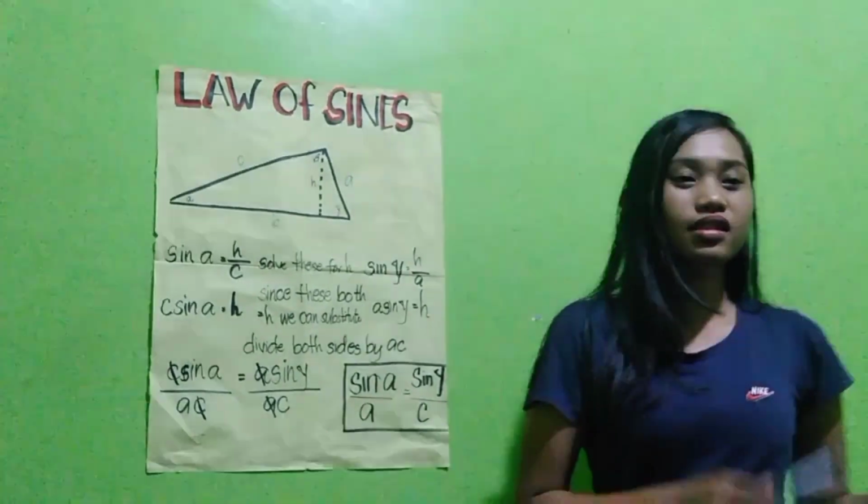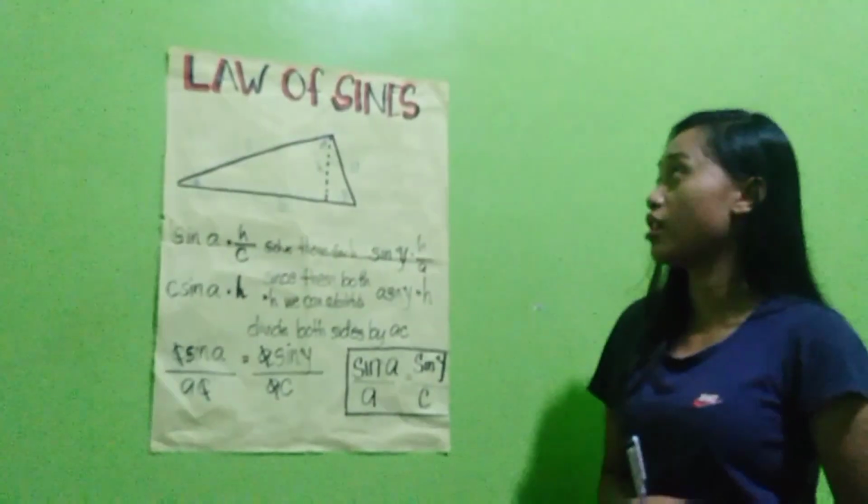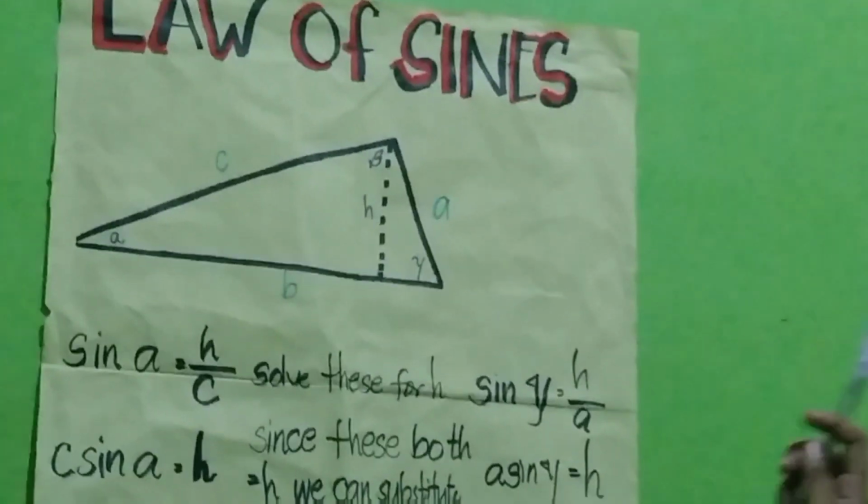the law of sines, law of cosines, and the area of a triangle. So let's first discuss the law of sines. First, we label each part of the triangle.